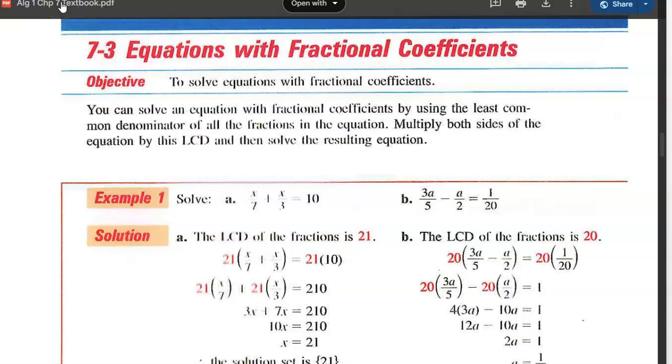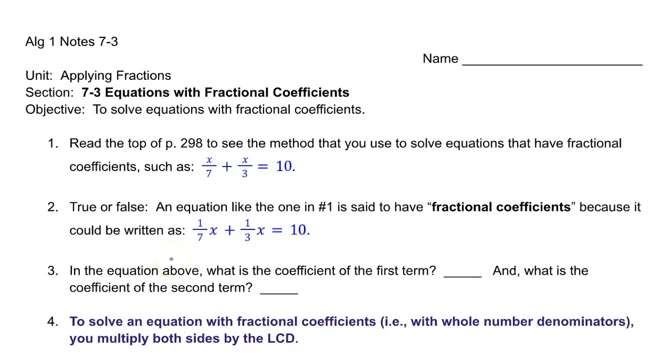Here is the pertinent page in the textbook. You can solve an equation with fractional coefficients by using the least common denominator of all of the fractions. Multiply both sides of the equation by this least common denominator, and then solve the resulting equation. So we have done step 1 in the notes. We see the method that the book describes.